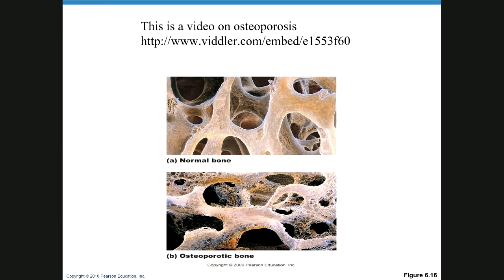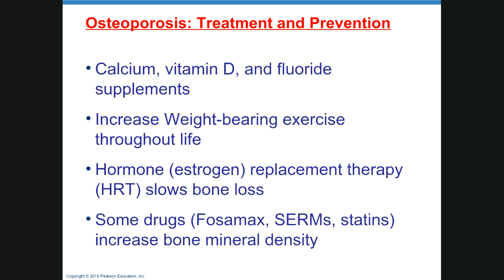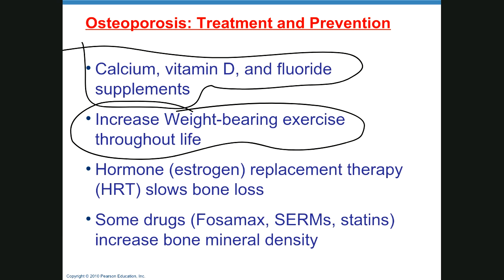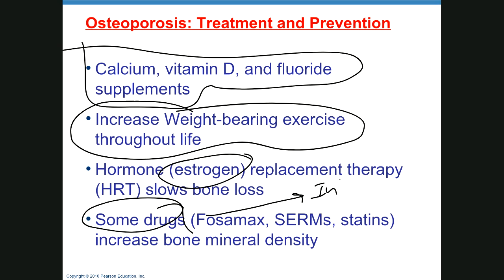Here's a view of osteoporotic bone, dramatically different from healthy bone. So what can we do about it? Well, treatment and prevention: taking calcium and vitamin D supplements, increasing weight-bearing exercises throughout life, sometimes hormonal replacement therapy, and then some drugs. What these drugs are going to do is inhibit osteoclast activity. By inhibiting osteoclasts, we give a chance for osteoblasts to build bone. So you should definitely know what happens in osteoporosis, what some of the risk factors are, and how osteoporosis can be prevented.